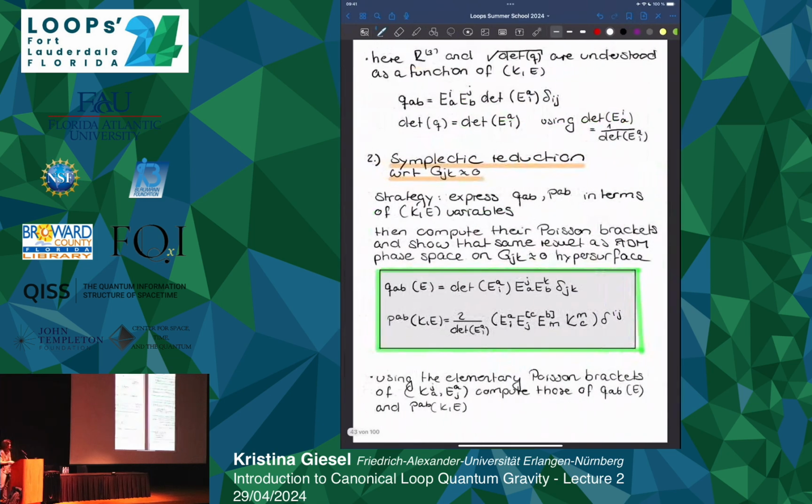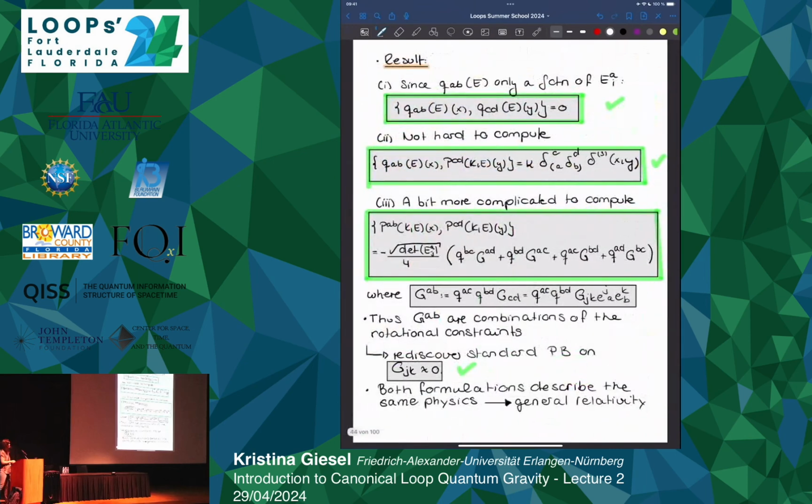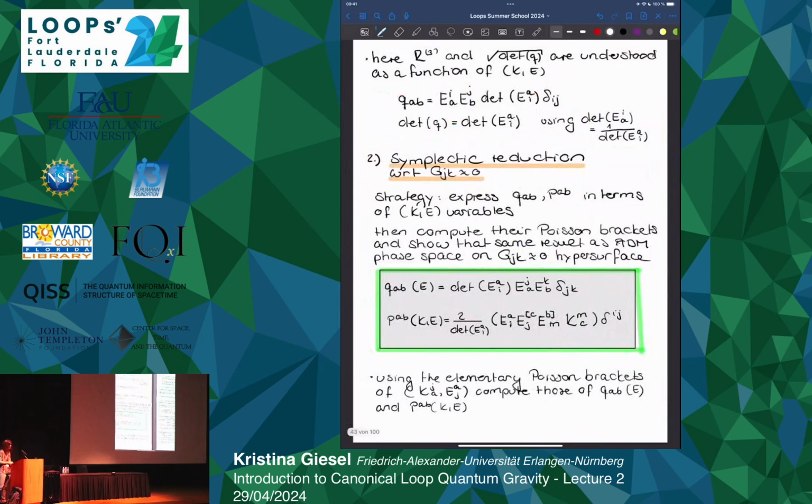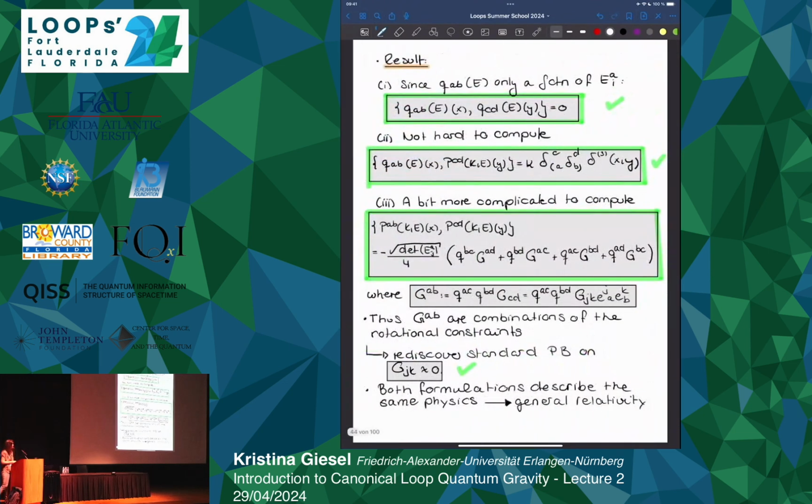because as we just saw, the ADM metric only depends on the densitized triad, they commute among each other. So we get trivially that the Poisson bracket, including two ADM metrics computed with respect to the KA variables, is 0. So this is already fine because we get the same result in ADM. Now one needs to compute the mixed bracket where you have non-trivial contributions, because this includes the extrinsic curvature-like variable here. So you have non-vanishing contributions, but one can also show that this yields the standard Poisson bracket with the factor kappa here again.